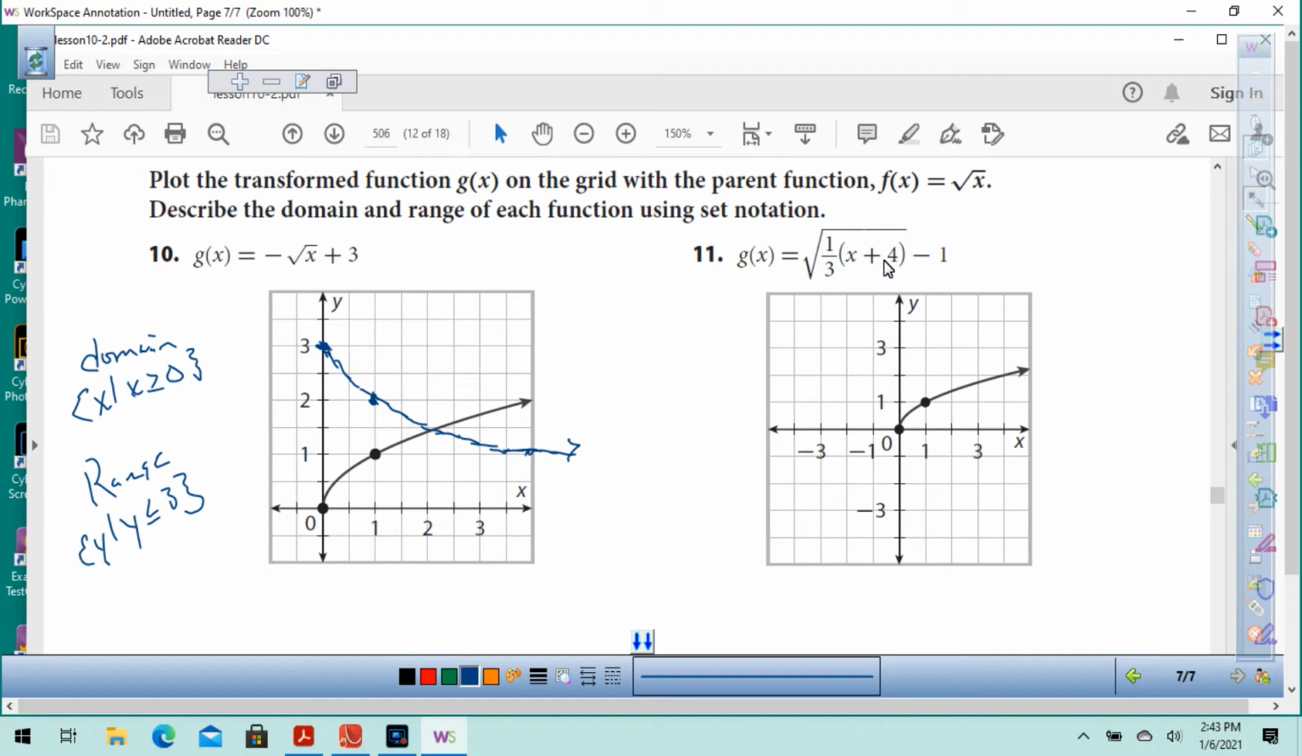All right, let's look over here. Now this is going to be a little bit different. Well, we're going to go down 1. We're going to go left 4: 1, 2, 3, 4, right there.